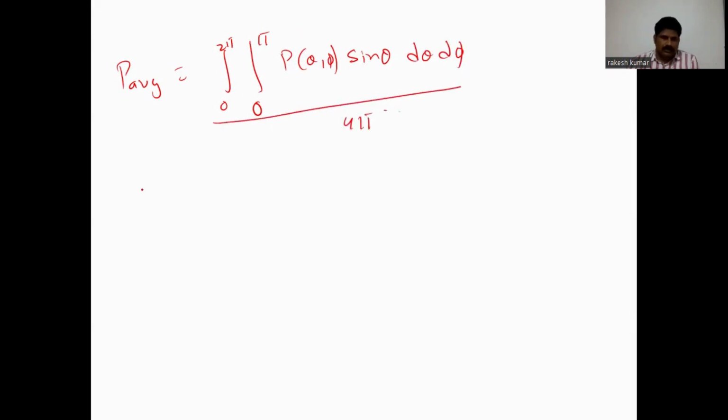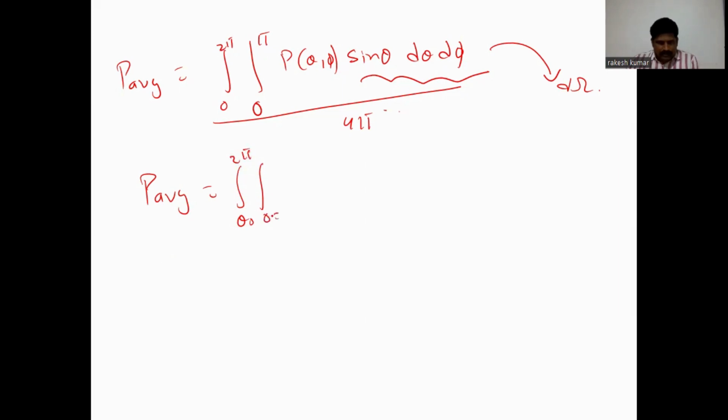Therefore, P average is equal to the double integral, phi from 0 to 2 pi, theta from 0 to pi, of P of theta comma phi into sin theta d theta d phi by 4 pi. This can be replaced with d sigma. So P average is the integral of P of theta comma phi d sigma by 4 pi.